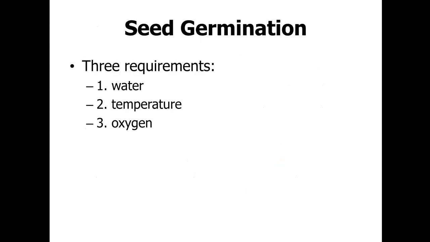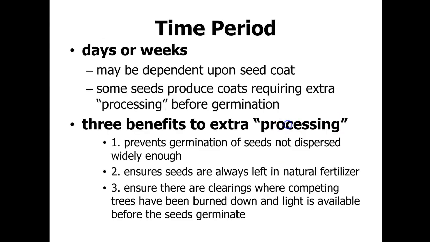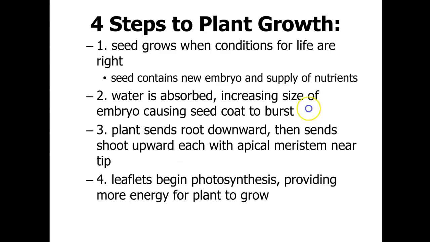Seed germination is going to have 3 requirements. It's going to require water, temperature, and oxygen, in the time period of days to weeks, so it may be dependent upon the seed coat. Some seeds producing coats are going to require extra processing before germination. Like we said, it might require going through the gut of an animal, or it might require being burned. 3 benefits to the extra processing, like we said: prevents them from being dispersed not widely enough, ensures that they're always left with a natural fertilizer, and ensures that there are clearings so they don't have to compete.